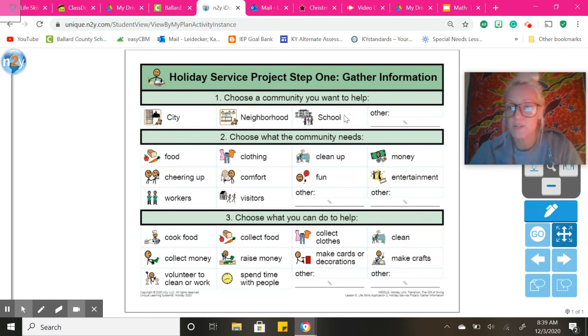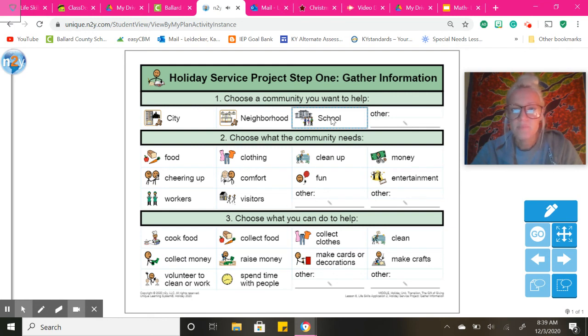Or the school. I know we are collecting canned goods and stuff to give to our community and families in need throughout our school. So you choose what you want to do. I know I'm big into helping school and donating to the Teen Focus, and I donate a lot of my clothes. And choose what you can do to help.